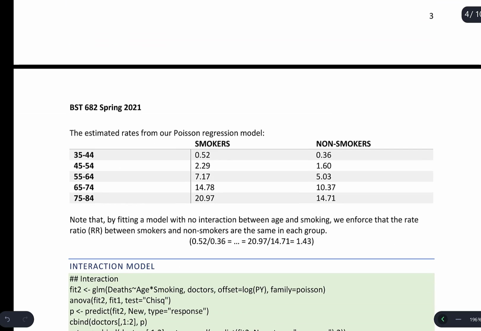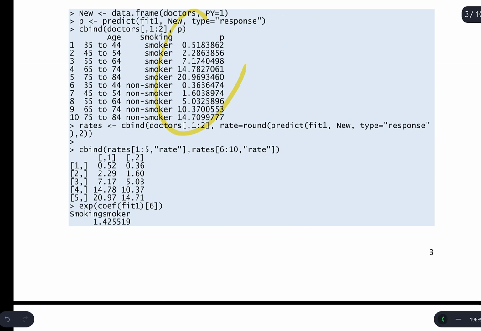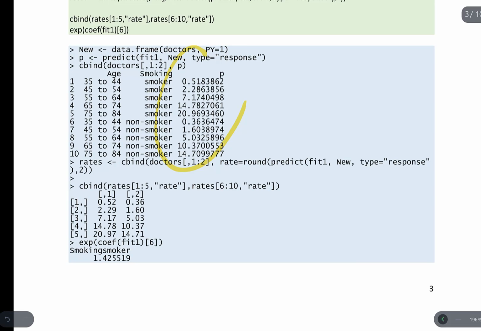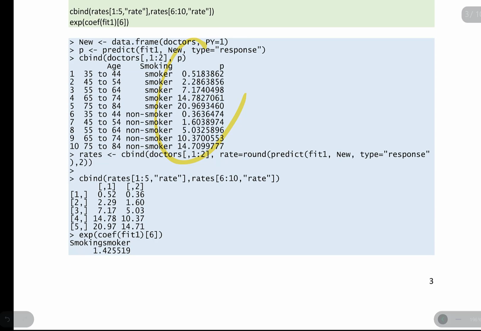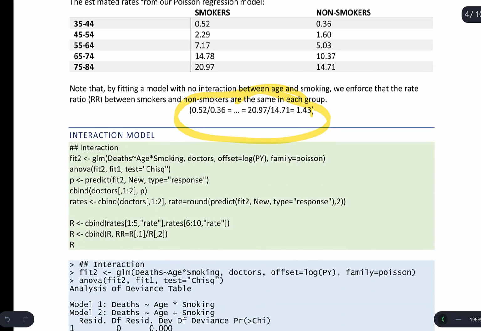By fitting the model with no interaction between age and smoking, we enforce that the rate ratio between smokers and non-smokers is the same in each group. You can go through and check that here. This is very similar to what you saw in the last set of notes. It's just that by setting that offset, we can now interpret everything in terms of rate per 1,000, whereas before we wouldn't be able to do that. And that's really all the offset is allowing us to do.